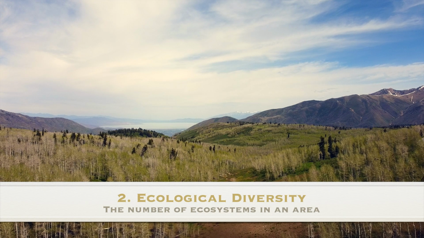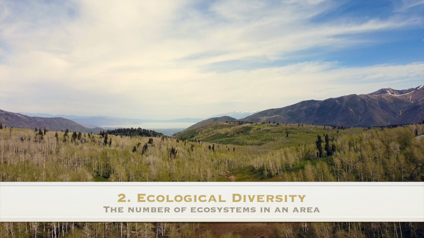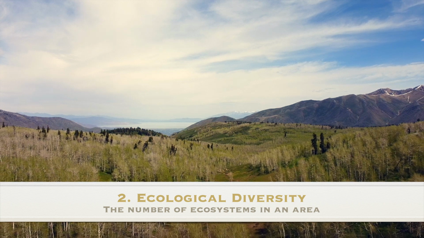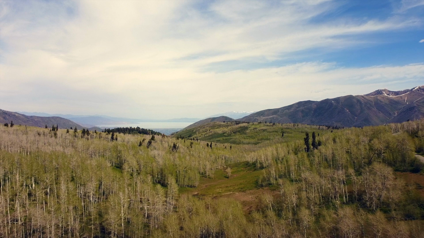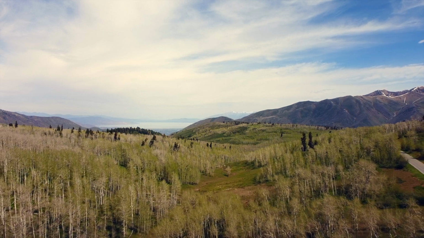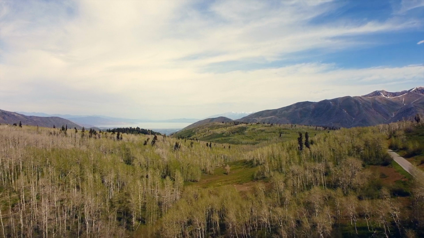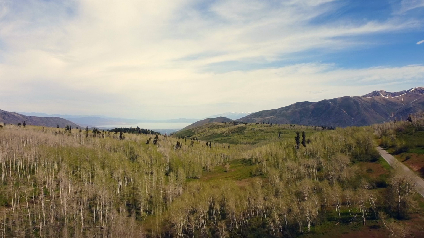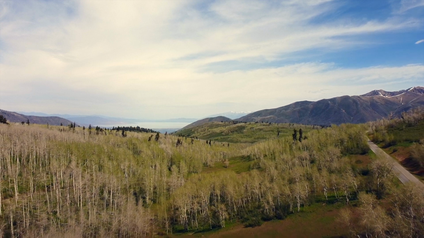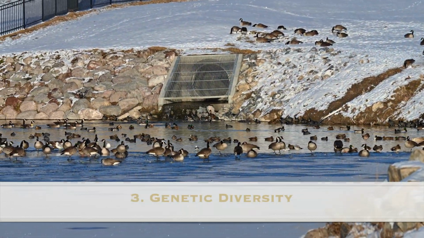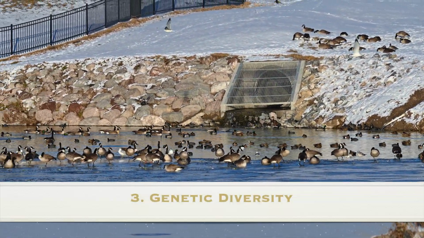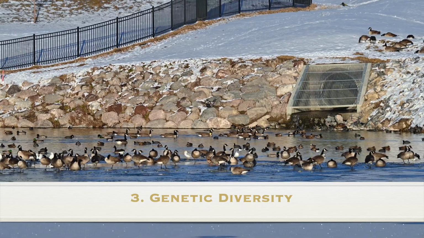Ecological diversity is the number of ecosystems in an area or in the whole world. In the state of Utah that I currently live in, there are many different ecosystems including the sagebrush, aspen, alpine, tundra, and many kinds of different lakes, wetlands, and deserts, including salt deserts. That brings us to genetic diversity. This one is a bit harder to grasp.